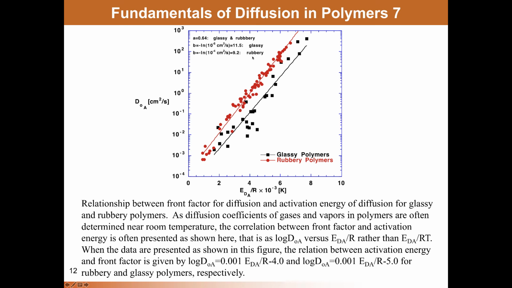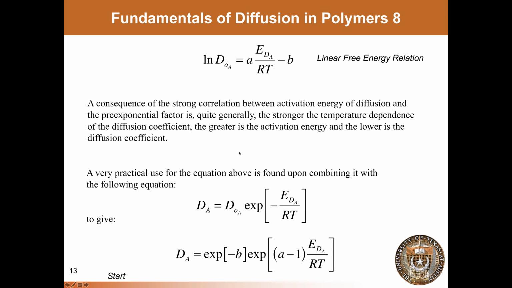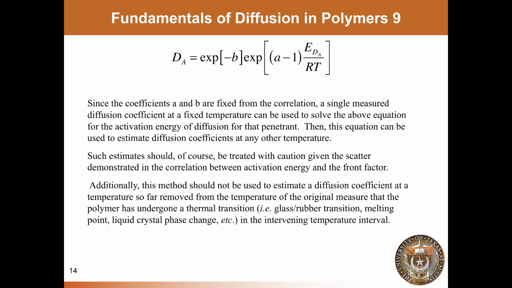If I know that the polymer is rubbery, for example, B is 9.2, A is always 0.64 in both glassy and rubbery polymers. And so by measuring one diffusion coefficient and using this correlation, I can calculate ED and then be able to calculate diffusion coefficients at any other temperature I would desire. And so this is a good way of estimating diffusion coefficients if no other data are available.